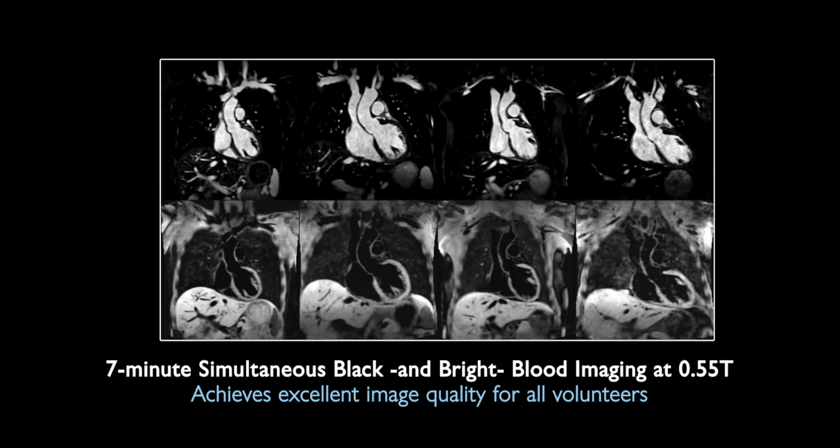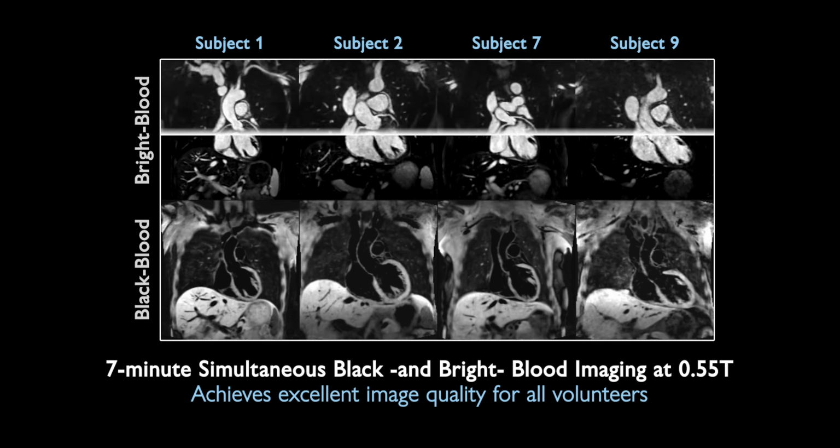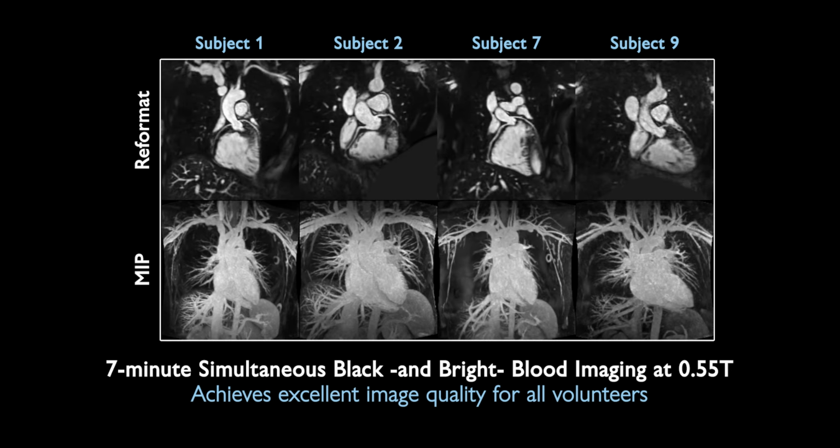Our sequence can obtain whole heart, black and bright blood images simultaneously in 7 minutes with excellent image quality. The same excellent quality was observed in all healthy volunteers, both for small cardiac structures like the coronary arteries shown at the top row, and the large cardiac vessels shown using a maximum intensity projection on the bottom row.